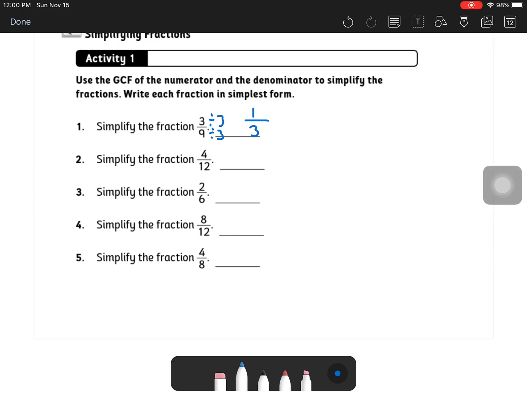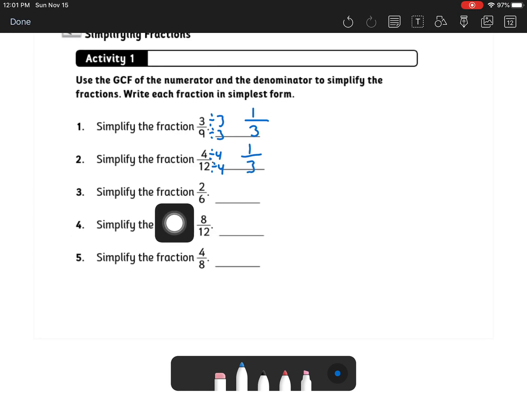So I would start by asking yourself that question: can I divide by whatever that numerator is? Here, 4 and 12, can I divide 12 by 4? Yep, and I can certainly divide 4 by 4. So that's my greatest common factor, so I get 1/3 for that one as well.